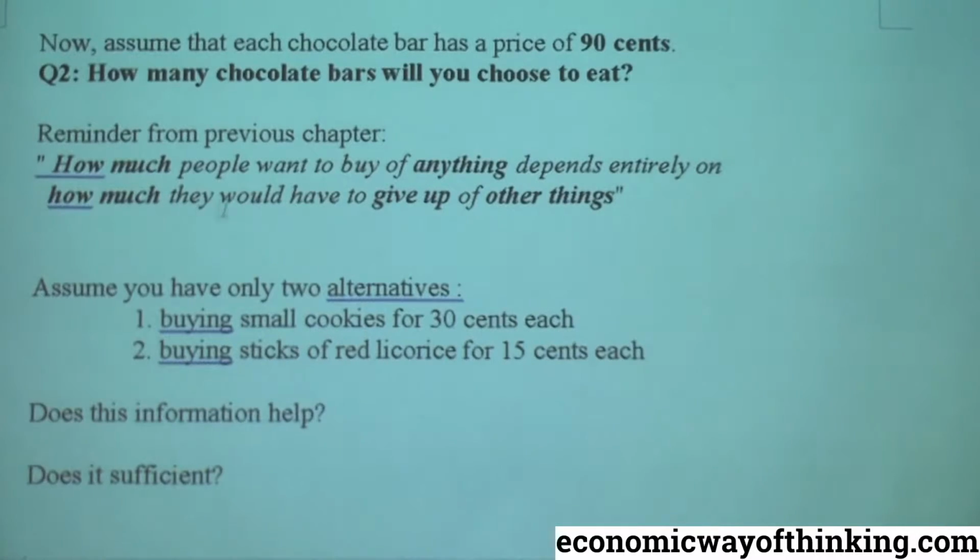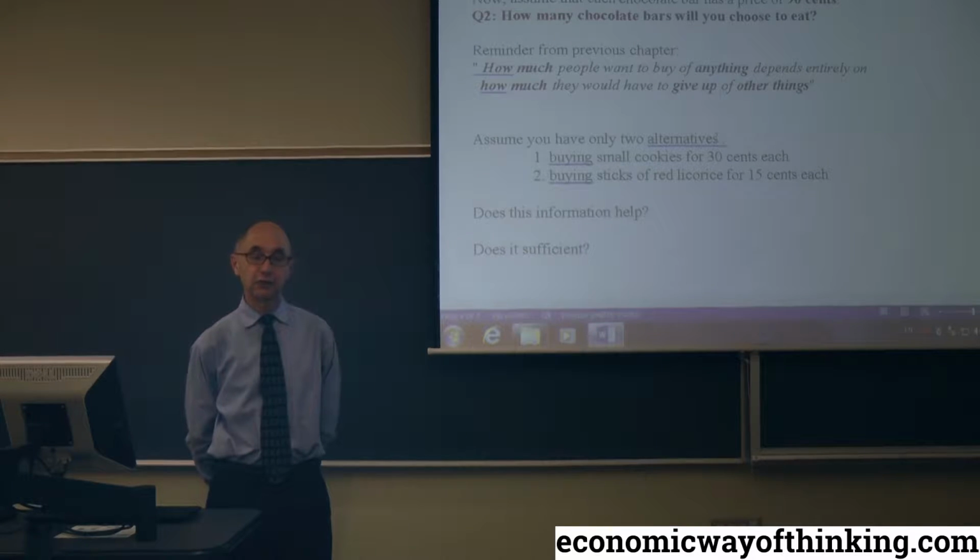Before we look at our decision, I want you to remember a very important point from the last chapter. We arrived at the conclusion, remember, that how much people want to buy of anything depends entirely on how much they would have to give up of other things. In other words, the quantity of a good that people are willing to buy depends on the cost to you of that good in terms of the amount of goods you have to give up.